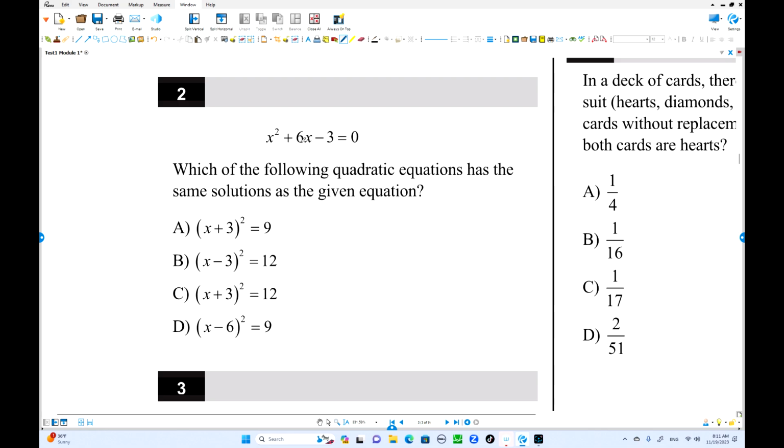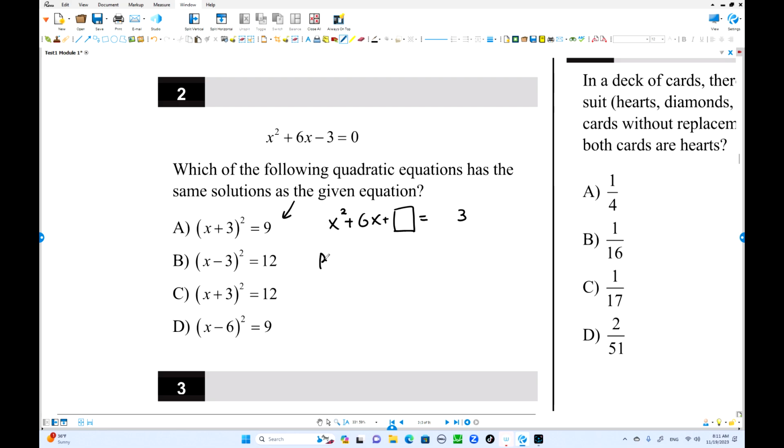We have a quadratic equation. Which one is equivalent? Equivalent means it has the same solution. They are all in perfect square form, so complete the square. Quickly complete the square where x squared plus 6x, separate the 3 to the right. We need some number here to make a perfect square trinomial.